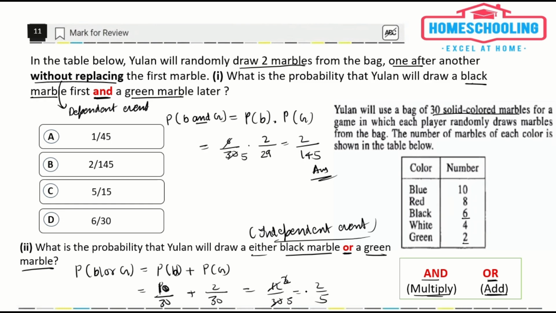Sorry, black is 6. I have made a mistake here. The black is 6 plus 2. So this is going to be 8 divided by 30. 8 divided by 30, so it is going to be 4 divided by 15. This is going to be the answer of part 2.